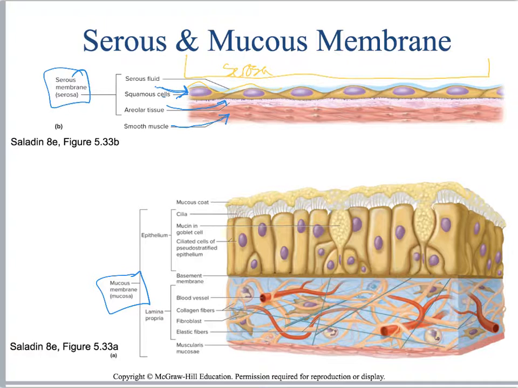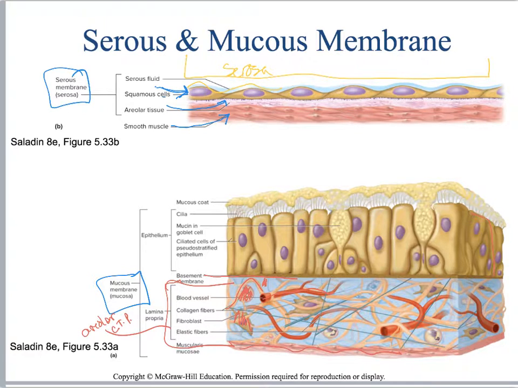Now with the mucosa, what I have is my basement membrane. We've talked about that, okay? This is my lamina propria, which is typically, but not always, irregular connective tissue proper, okay? And I can see my ground substance. I can see a blood vessel. I can see collagen fibers. I can see cells in here, fibroblasts there. I think that's a fibroblast. And then down here is a layer of smooth muscle, okay?